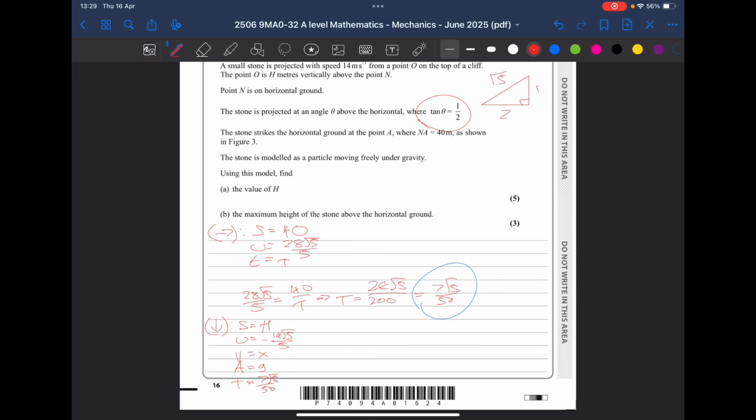So here we don't care about v at all. So we're going to have s is equal to ut. So minus 14 root 5 on 5 times 7 root 5 on 50. And then we're going to add on a half of at squared. So a half of a, which is g, times t squared. So actually maybe let's do the t squared separately. 7 squared is 49. Root 5 squared is 5. And 50 squared is 2,500. So if we think about that instead, this is going to be like 49 on 500. Does that cancel down? It does not.